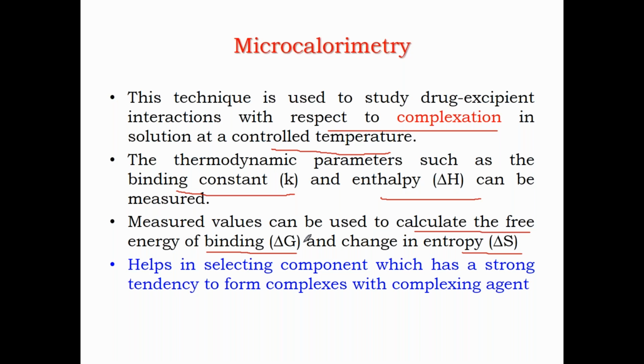But for our purpose, we should understand how this can be utilized. It is mainly used for selecting the component which has a strong tendency to form complexes with the complexing agent. So when I am talking about a carrier which is a complexing agent, I want to know how well the complex formation happens. This complex formation is easily determined by the microcalorimetric technique. The complex formation is also an interaction, correct? It can be a positive interaction, and again it can be a negative interaction.